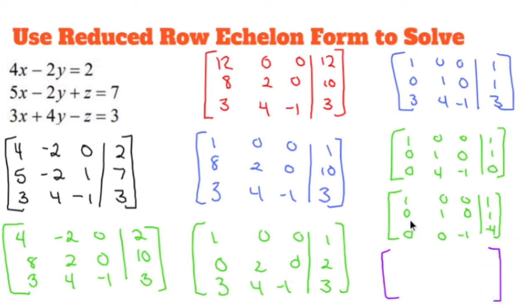So last but not least, I'm almost there. If I have 1, 0, 0, 1, 0, 1, 0, 1, and all I have to do is multiply this bottom row by -1, which I will, that happens, you become +4, and I am finished. So the answer to this huge system of equations using reduced row echelon form is 1, 1, 4.